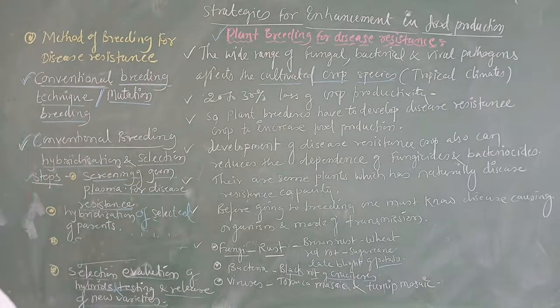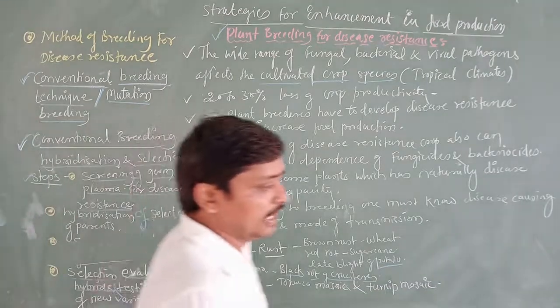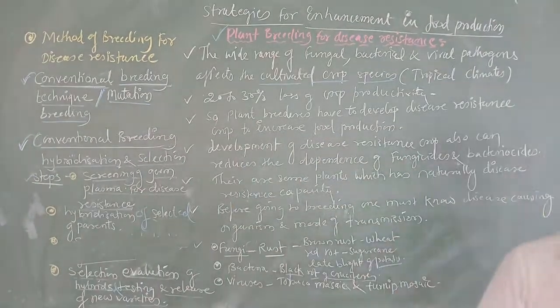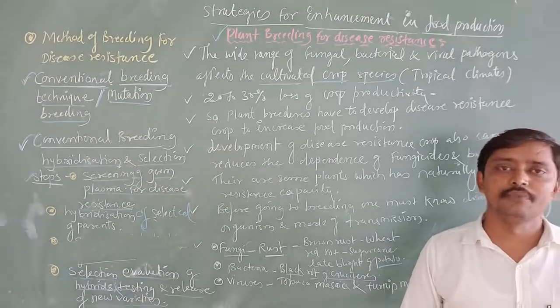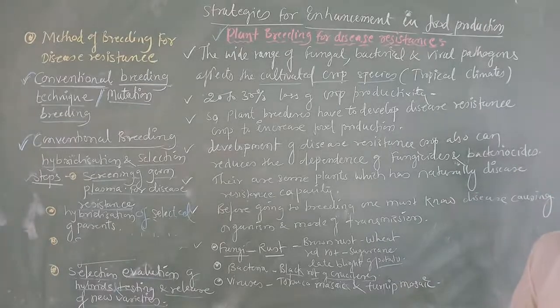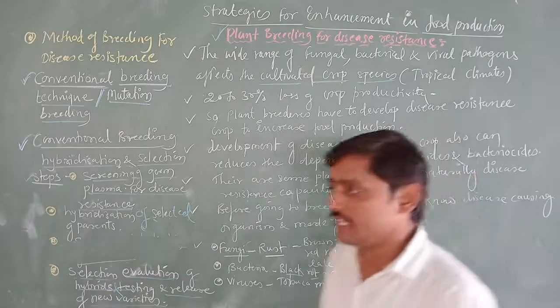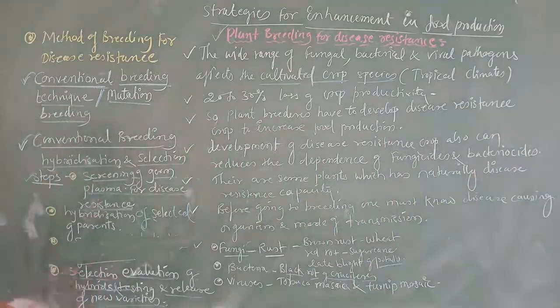Okay, next we are going to discuss the mutation breeding technique. What is mutation? When we discussed this online, a few students answered that mutation is a sudden change that takes place in a genetic makeup. How mutation breeding helps in getting disease resistant crops, we will study here.